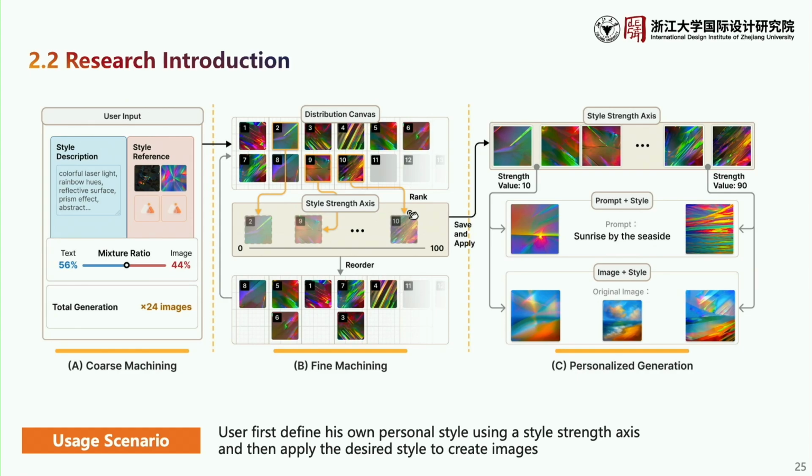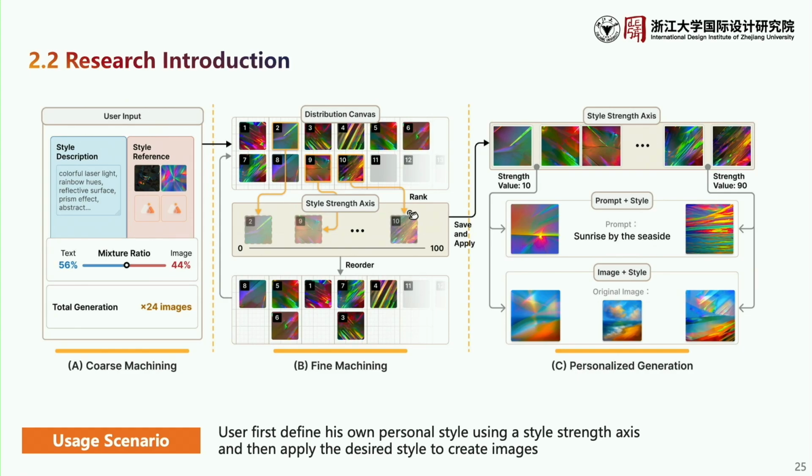After that, we need to tell the AI which style is weak and which one is strong. So we ask the user to rank, to sort the images. Each time the user gives their ranking, our model will learn using meta-learning, and generate stylistic images to show how the AI understands this style. This process will be repeated again and again until the user and AI achieve alignment. Finally, each style strength axis will be stored, and the user can reuse this axis.